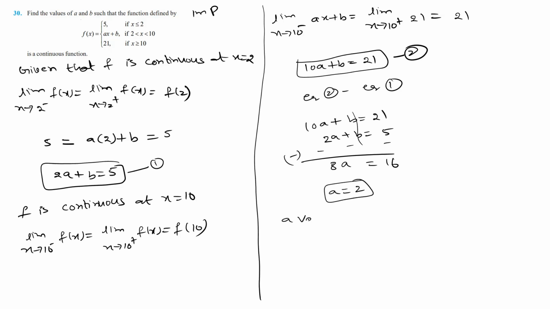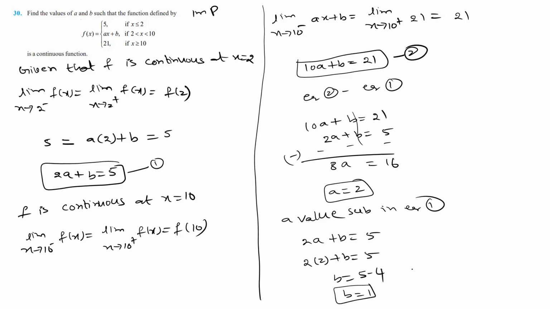Okay. Now substitute the a value in equation 1. So that is 2a plus b is equal to 5. So 2 into 2 plus b is equal to 5. So b is equal to 5 minus 4. So b is equal to 1 here. Therefore, the values are a is equal to 2 and b is equal to 1, that is the answer here.